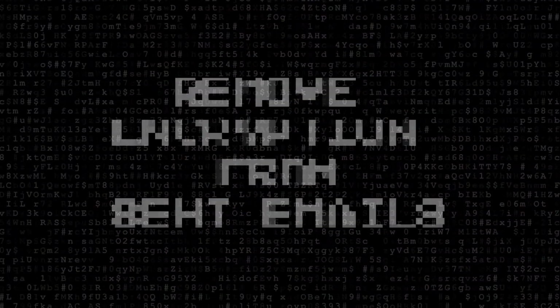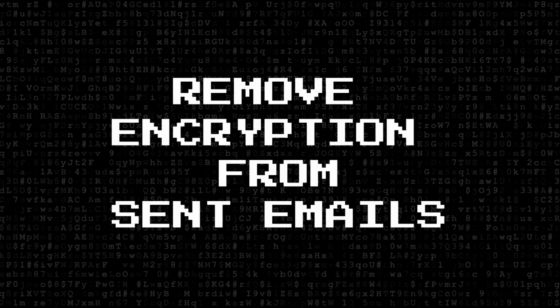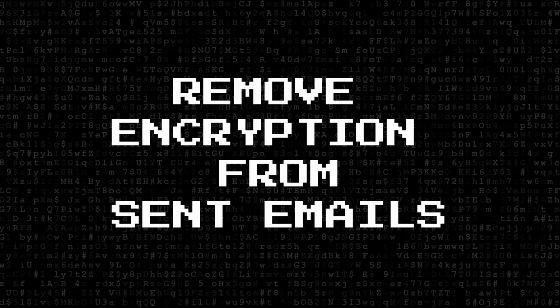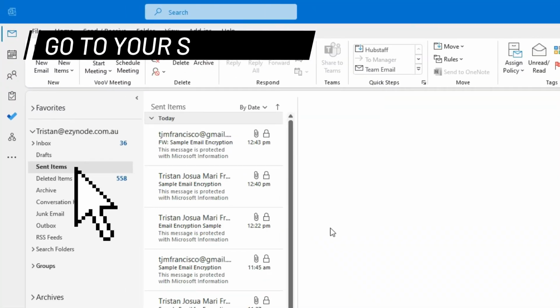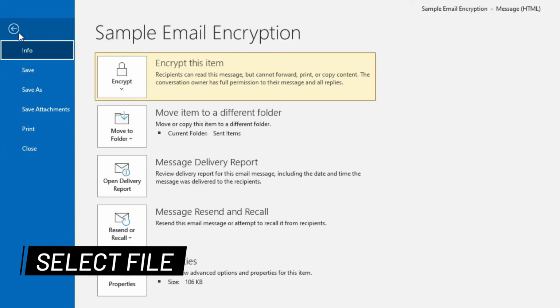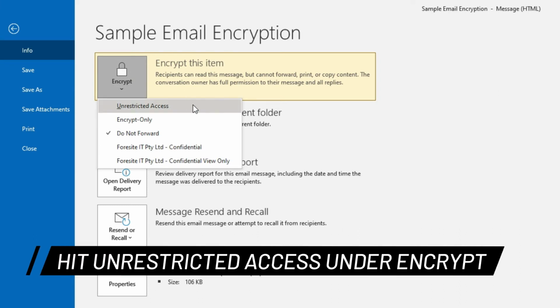In Outlook, it is possible to remove the encryption of the email after you have sent it. After you have removed the encryption, the recipient can read the email without verification. Go to your sent items in Outlook, open the encrypted mail that you have sent, select File, and select Unrestricted Access under Encrypt.